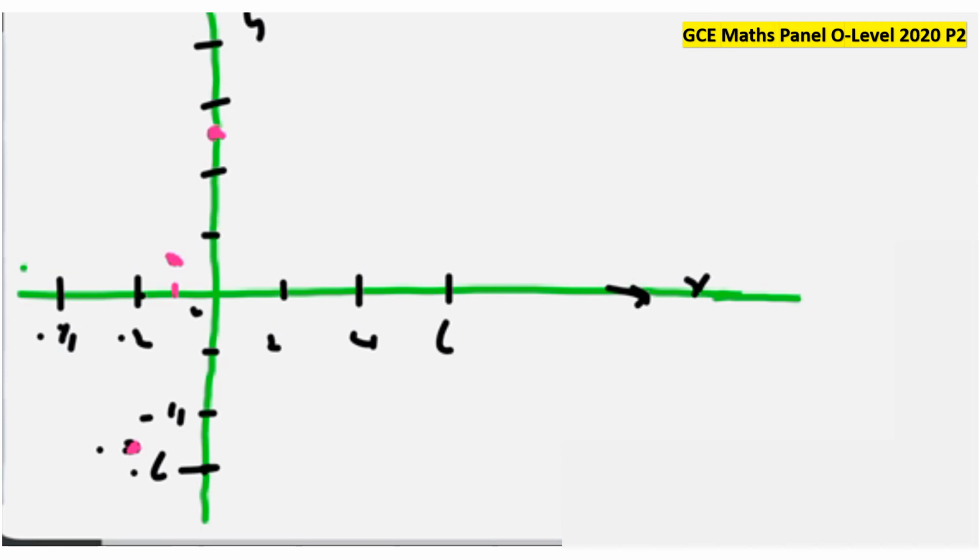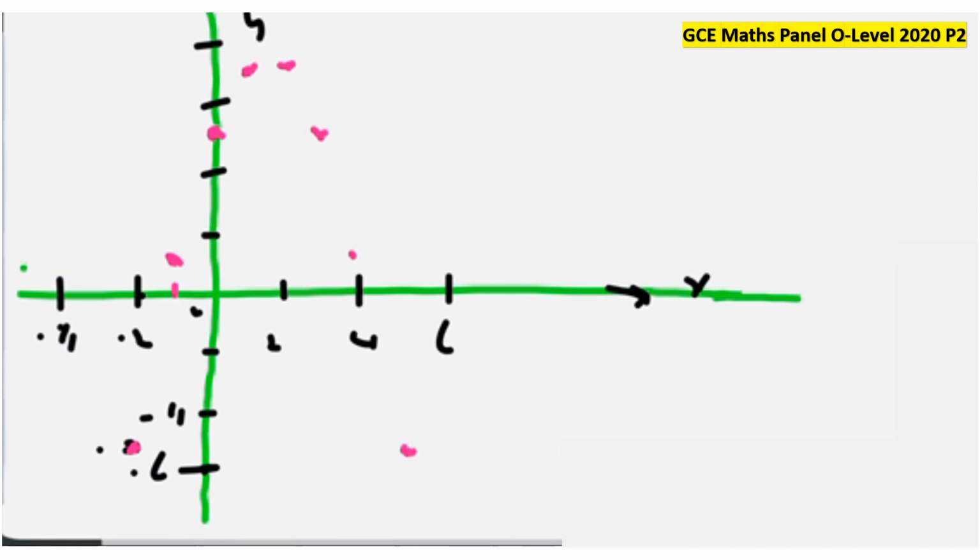When x is 1, y is 7. When x is 2, y is 7. When x is 3, y is 5. And when x is 4, it is 1. And when it is 5, it is -5.